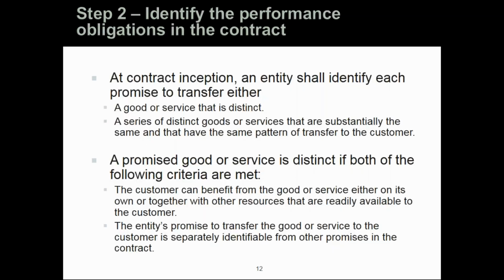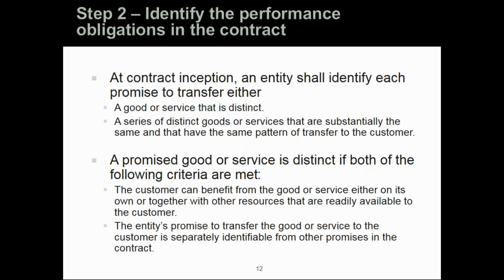And now I'm going to pass it over to Chuck, who's going to start talking about step 2 in the model. So step 2 is identify the performance obligations in the contract. So at contract inception, the entity needs to identify each promise to either transfer a good or service that is distinct, or a series of goods or services. So a good or service is distinct if the customer can benefit from the good or service on its own, and the good or service is separately identifiable from the other promises in the contract.